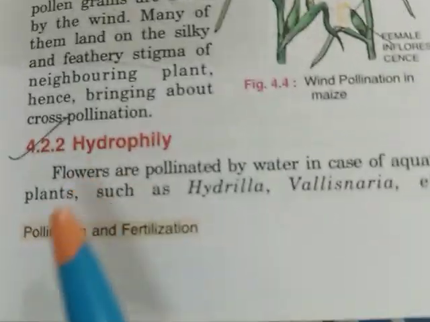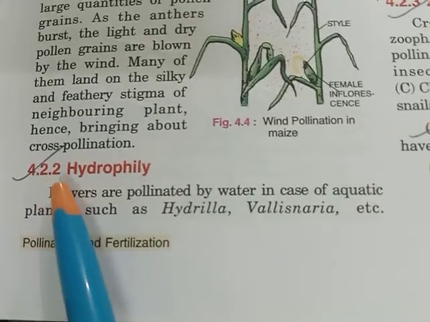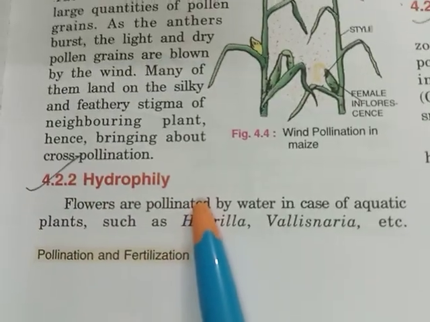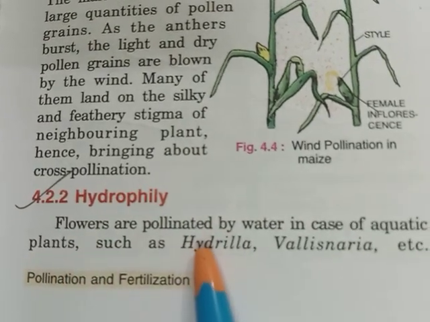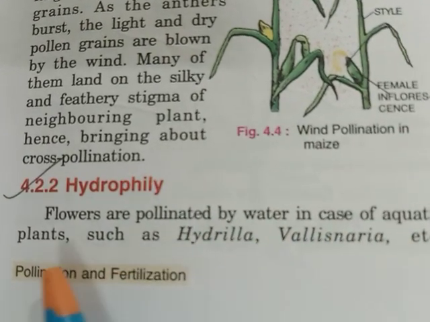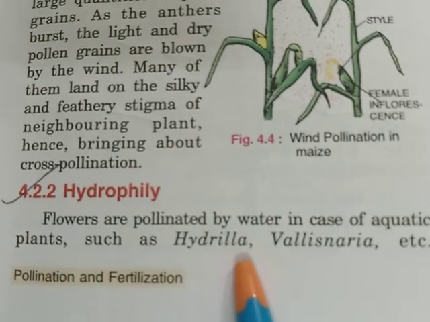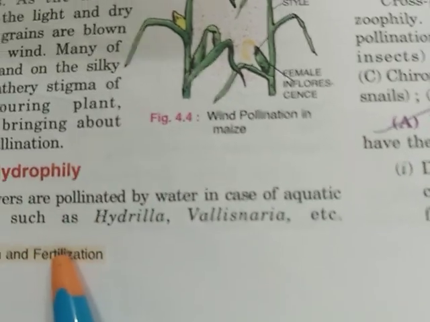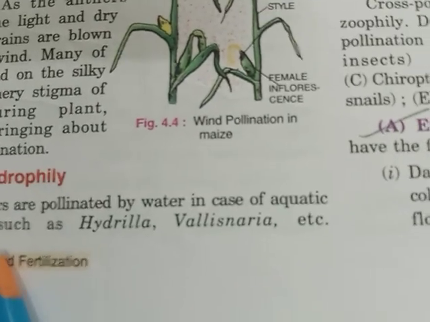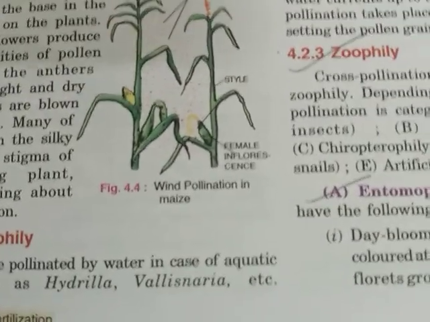anemophily. The second type of pollination we can see here is hydrophily, which is brought about by water. Flowers are pollinated by water in the case of aquatic plants such as Hydrilla, Vallisneria, etc. So pollination which is brought about by water is known as hydrophily, and it takes place in aquatic plants.